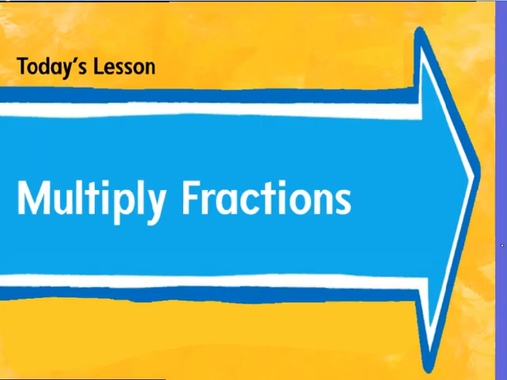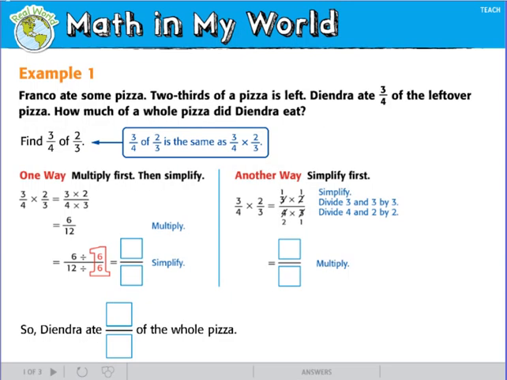All right. So, in our last lesson, we multiplied whole numbers and we took a whole number and we turned it into a fraction. It's one of the few times in math that we're going to go from doing something that includes an extra step to something with fewer steps. So, Franco ate some pizza. 2/3 of a pizza is left.